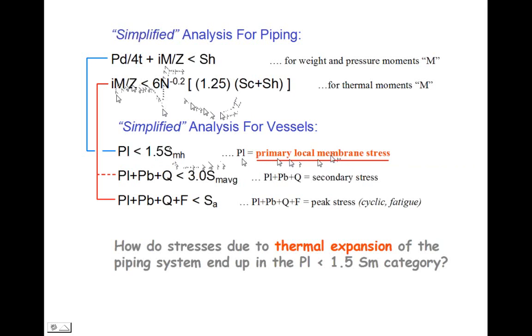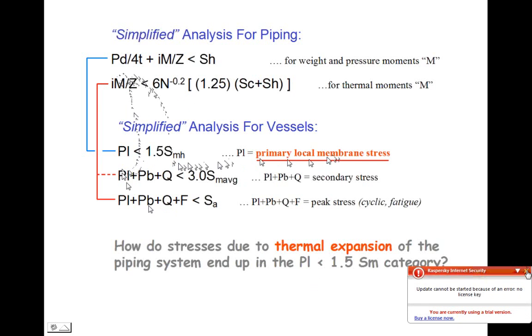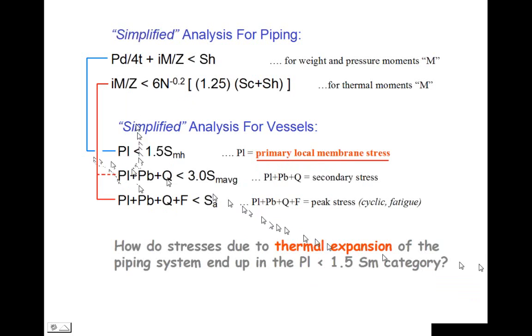Next, when we look at the fatigue or the cyclic stress for piping, we tend to compare that to PL plus PB plus Q less than 3 SM average for the vessel analysis, and PL plus PB plus Q plus F, where F is the peak stress component, less than the fatigue allowable, again from the vessel component.